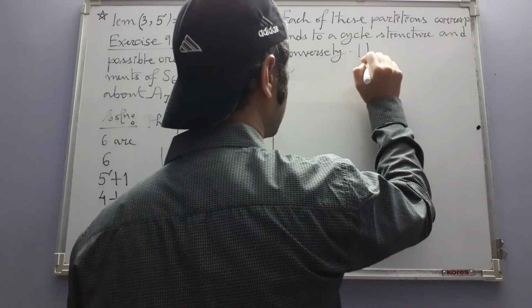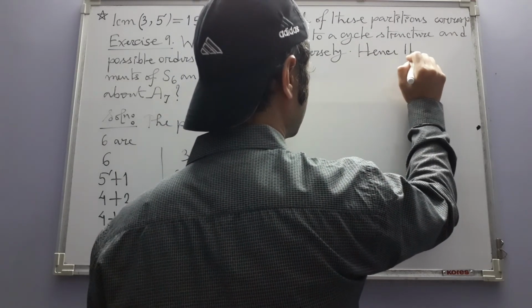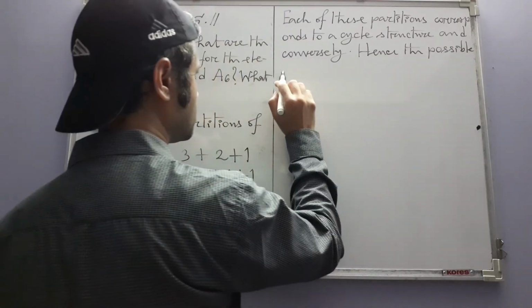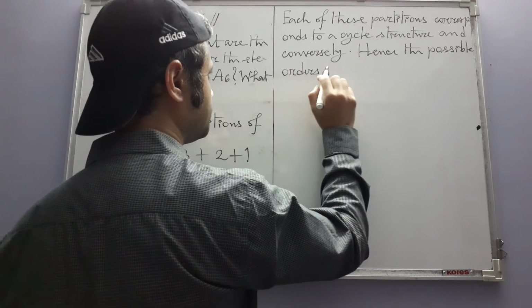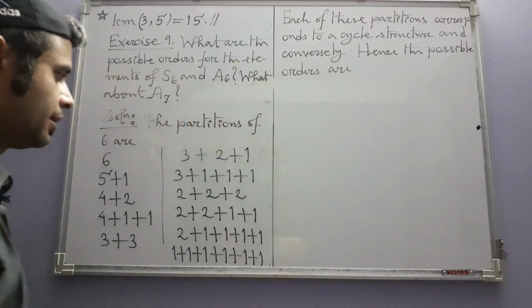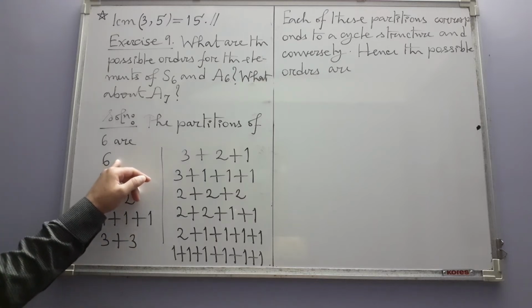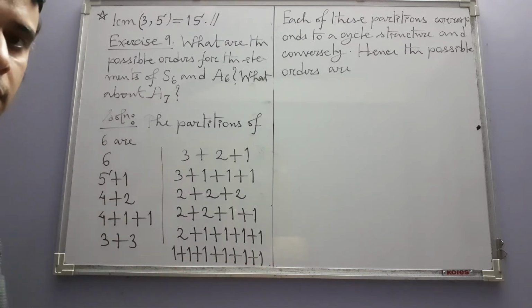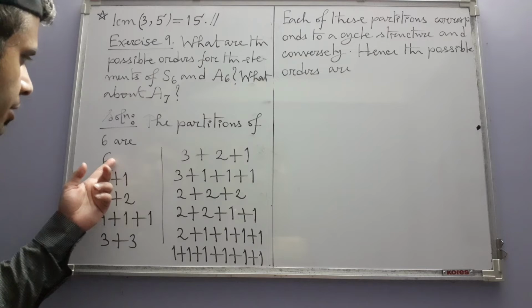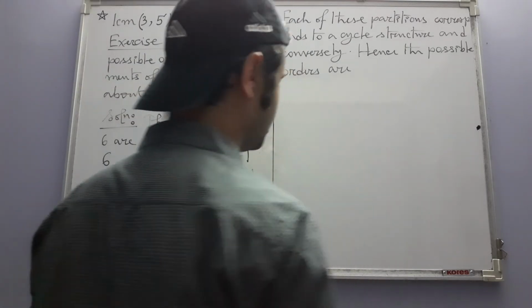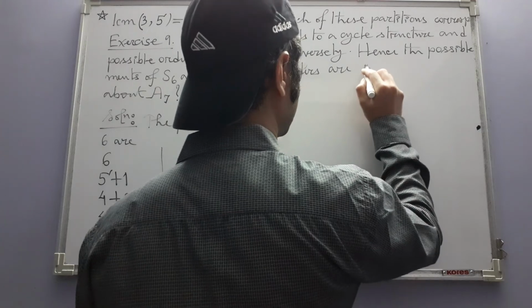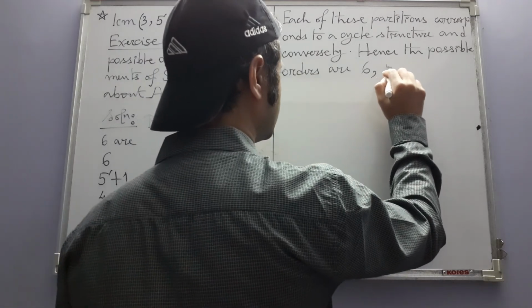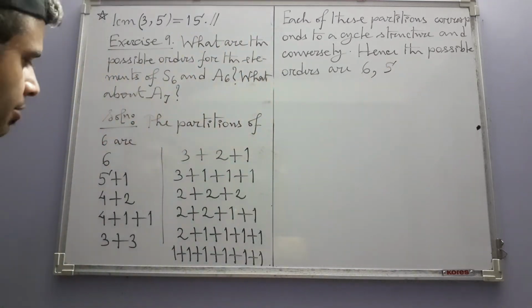Hence the possible orders are, we are just straight away going to write the things. This corresponds to a 6-cycle. There are many 6-cycles in S6, but we only want this number 6. All of them have order 6. So this is 6. This one is 5. LCM of 5 and 1.